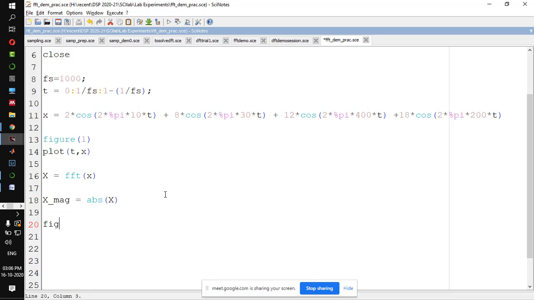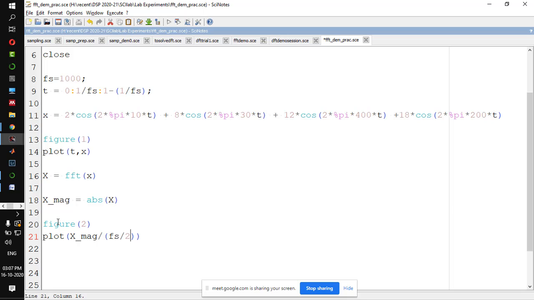What I will do, I will try to plot it in a different figure. Figure of 2. Plot of magnitude x underscore mag. So I'm just trying to plot absolute value. Okay, plot of x mag, but there is a scaling issue here. I'm going to scale its amplitude by half of the sampling frequency. Just don't worry what's happening here. I'm just scaling it by half of the sampling frequency so that the amplitude will be proper.